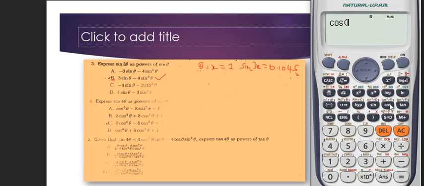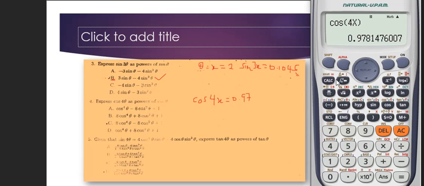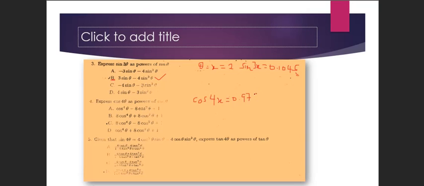Okay, so let's see, we have cos, the same approach. Okay, cos 4x. And then you choose a certain value for your theta. Let's say your theta is 3. Okay, theta is 3 or x is 3, so we will get 0.978. Okay, so we have cos 4 theta or x is equal to 0.978.